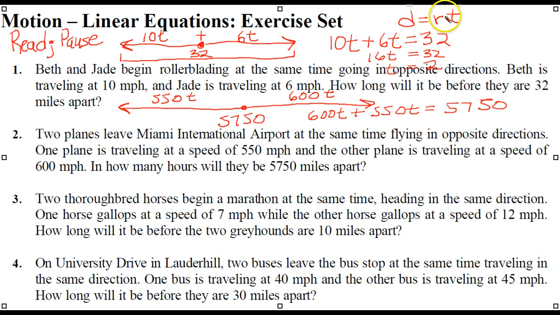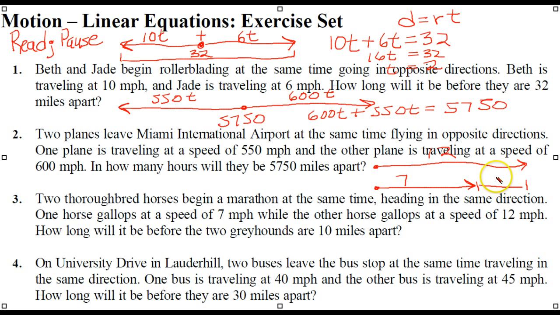And again, we needed this basic formula as background. We needed the speed of one, the speed of the other. Now the time is the same. And this is the equation. All right, let's look at number 3. Read and pause. Now, in this one, again, they're going in the same direction. One traveling at 12 miles per hour, the other at 7. And there's going to be a distance that they are apart from each other.